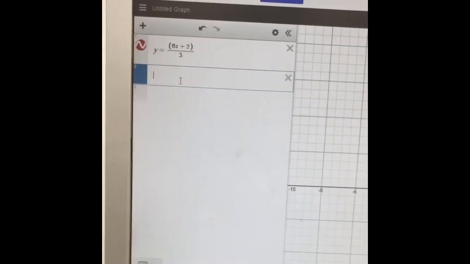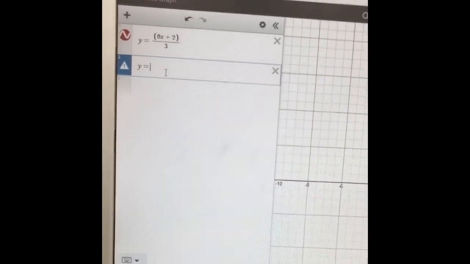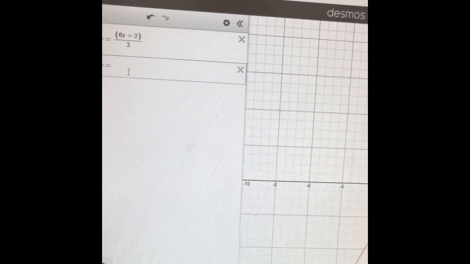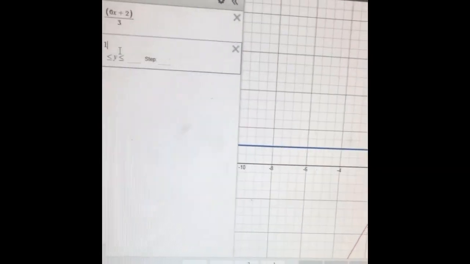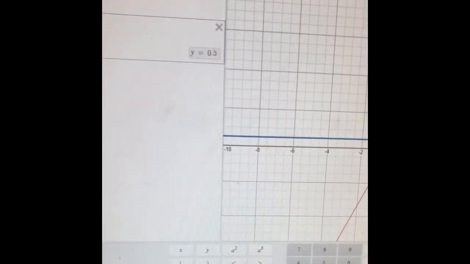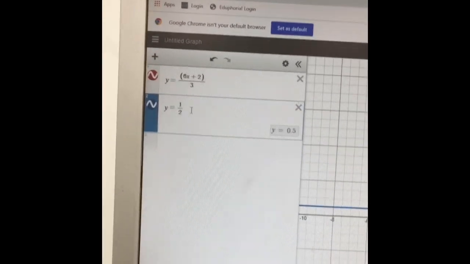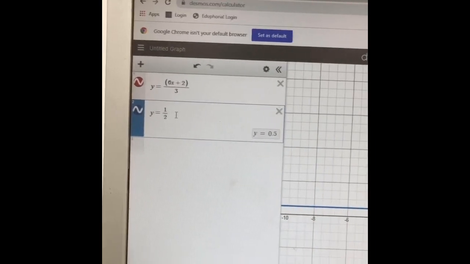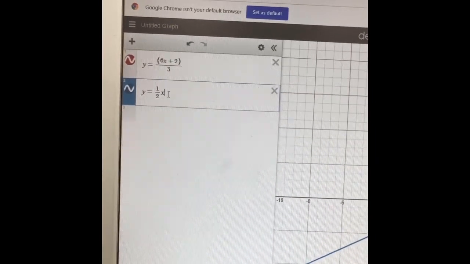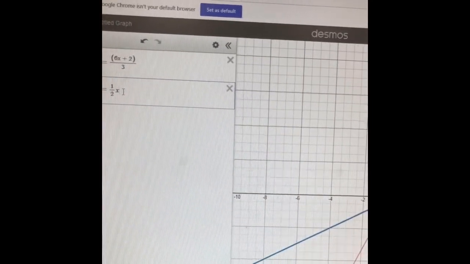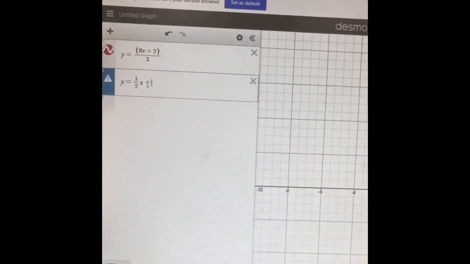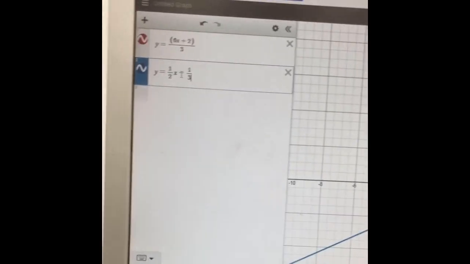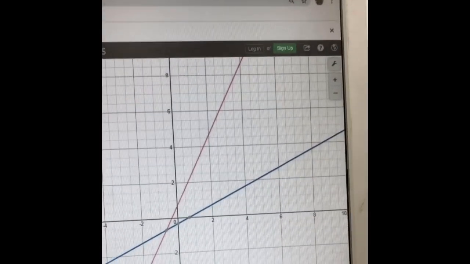Here it is graphed. Then I'm going to type in my inverse, so we had y equals 1/2, and then I'm going to put my arrow to the right so it comes to the side of 1/2, and then I'm going to put x, then minus 1/3. Okay, so now you can see that function.